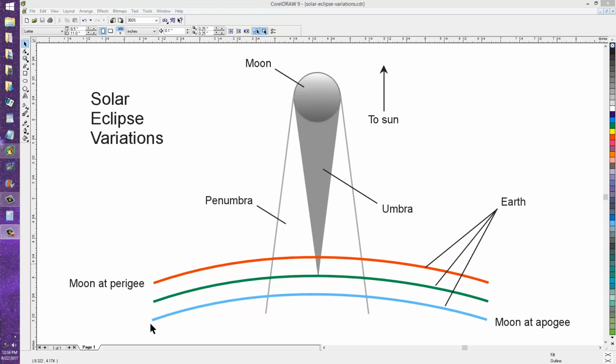If, on the other hand, the Earth is too far away from the moon, and or the Earth is too close to the sun, this tip of the umbra will not reach all the way to the Earth, and you'll end up with an annular eclipse rather than a total eclipse. So the situation we had on 21st August 2017 was good enough, but it could have been better, and it's going to be a little better on the 8th of April 2024.